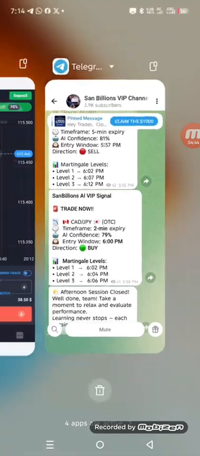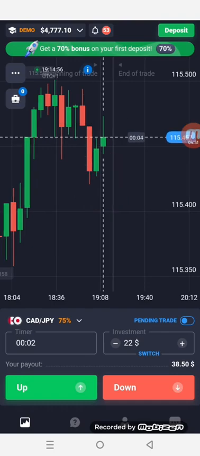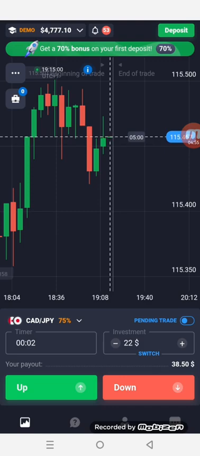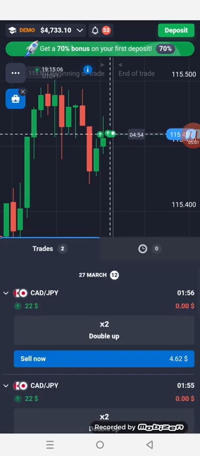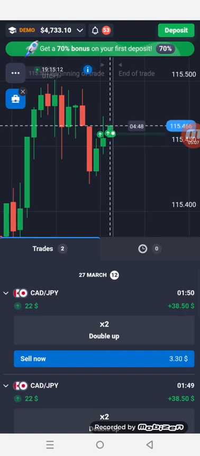So for example, let's say we have set everything. The signal said buy, so I just click this buy up. Remember, this signal I'm using is an old signal. It has passed, so it might not give us a return. As you can see, I've clicked the buy. If you go here, you can see that the trade is taking up. I clicked it 2 times, so it's showing twice. So the trade is going.